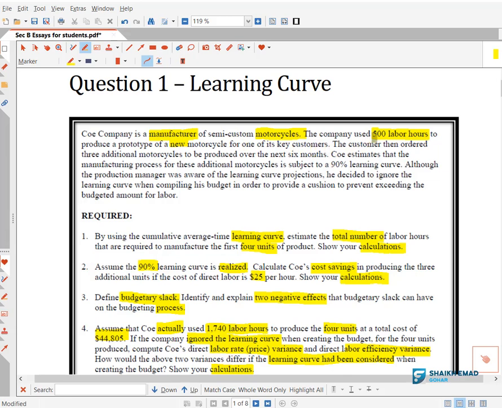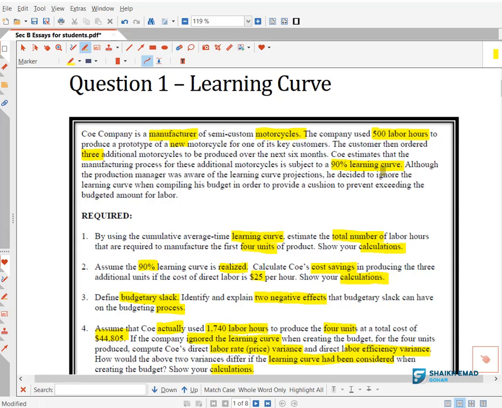The customer then ordered 3 additional motorcycles to be produced over the next 6 months. The company estimates that the process for these additional motorcycles is subject to a 90% learning curve. What is a 90% learning curve? It means if you make the motorcycle for the first time in, for example, 100 hours, the next time you will make it in 90 hours. Getting it? This is called a 90% learning curve.